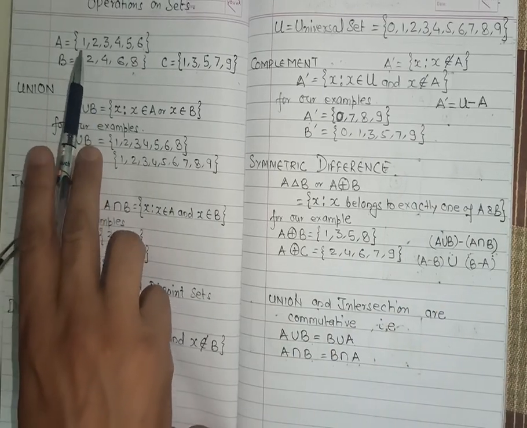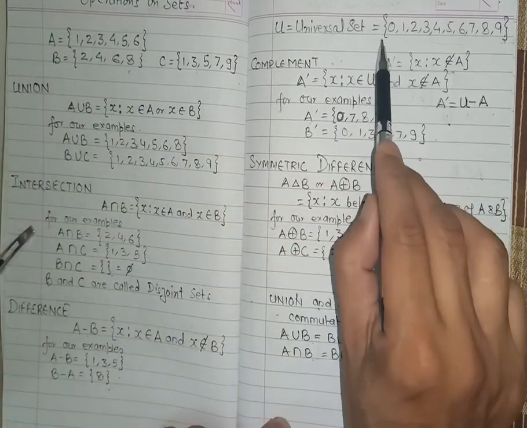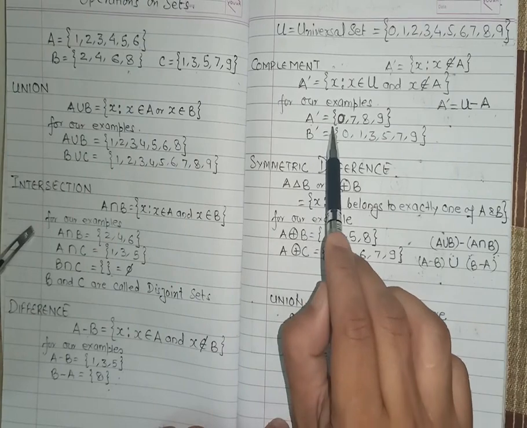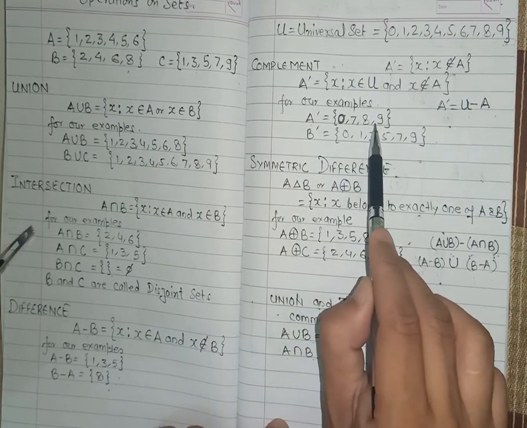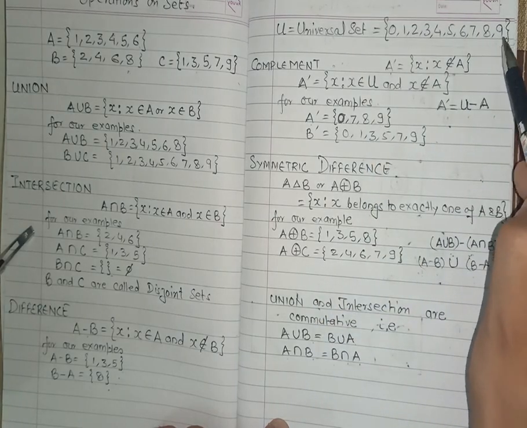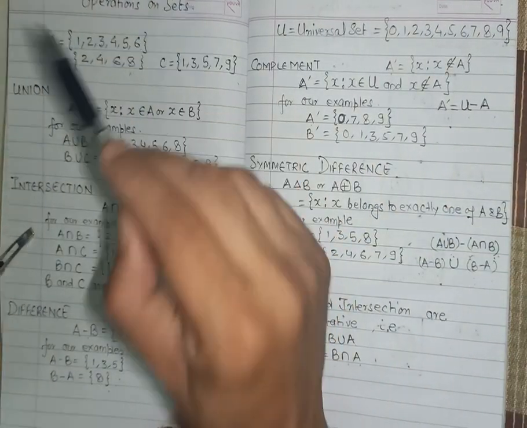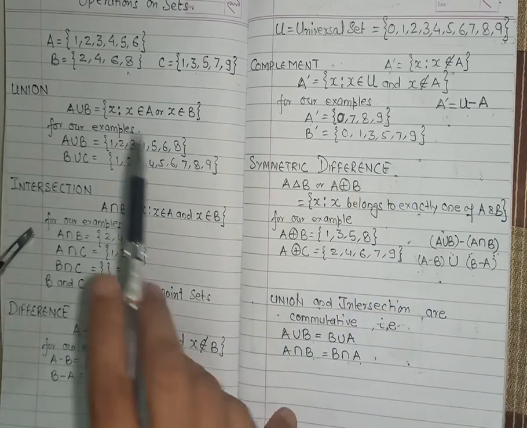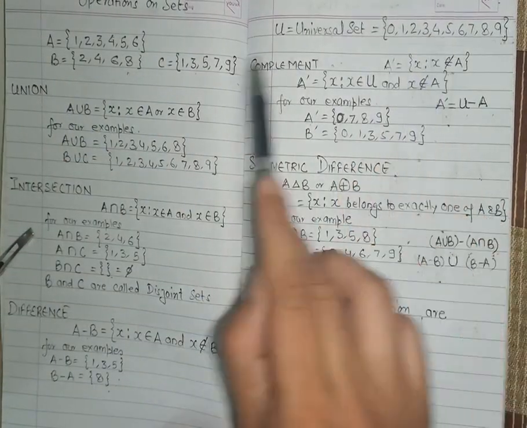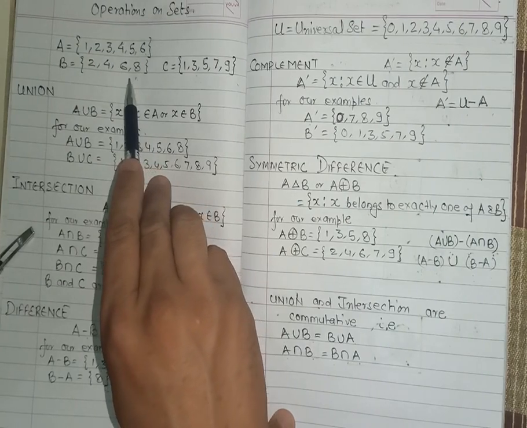If I take these examples, 1, 2, 3, 4, 5, 6, and this is the universal set, then what will be the complement of A? It will be 0, 7, 8, 9. These are the elements which are present in the universal set but not present in the set A. Similarly, B dash is 0, 1, 3, 5, 7, 9, being the elements which are present in the universal set but not in the set B.